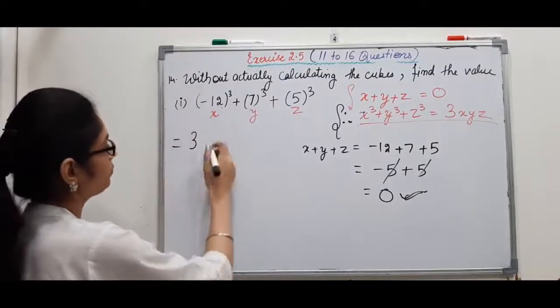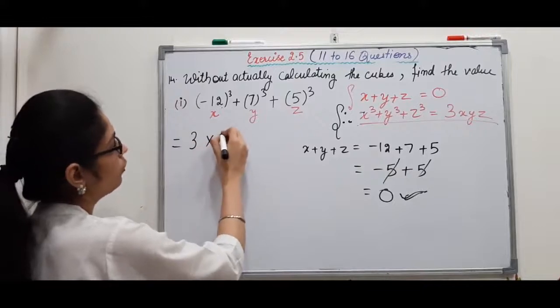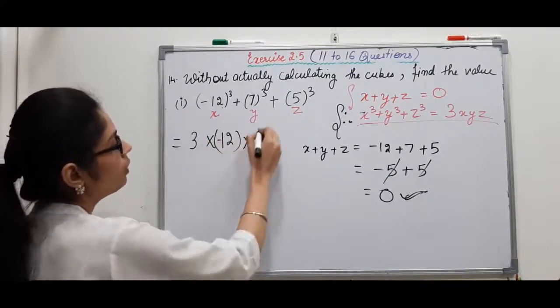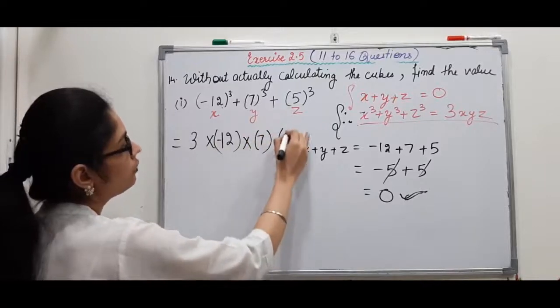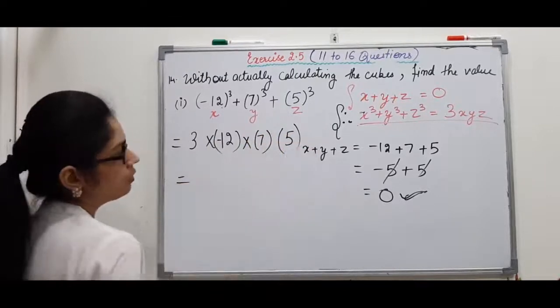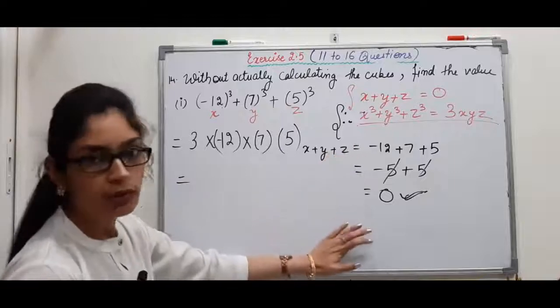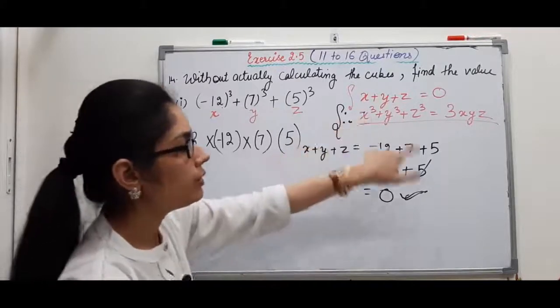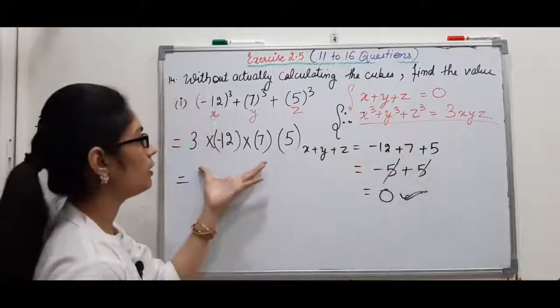3 into x, which is 12, into y, which is 7, into z. First of all you have to start from here, you have to show it is 0, then you have to write: therefore this expression is equal to 3xyz. Then we are doing this step.